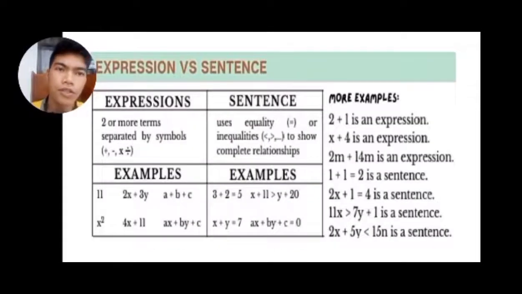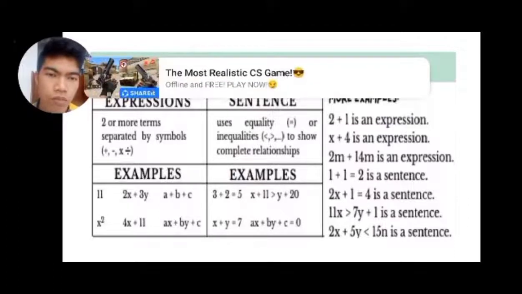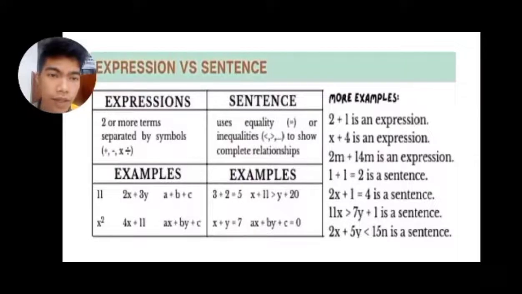So, expressions versus sentence. Expressions, ito po yung two or more terms separated by symbols. For example, ang symbol ay positive, negative, multiplication, and division. And example of expressions is ito po, 11, 2x plus y plus 3y, and 2 plus b plus c. X squared, 4x plus 11, ax plus b, by plus c. Gumamit po siya ng mga symbols.